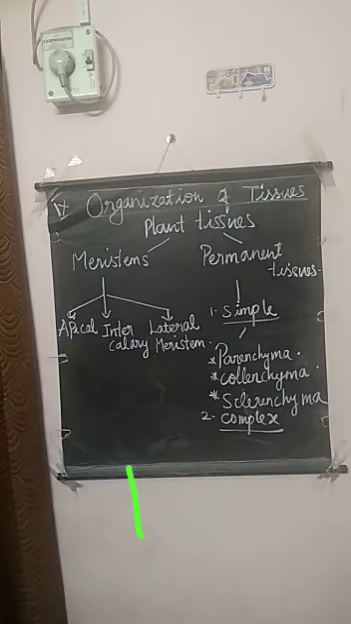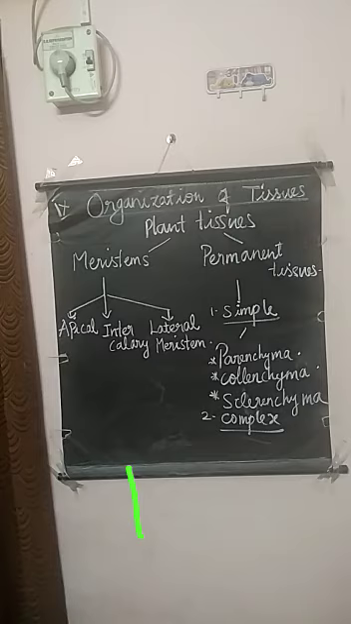Unit 18, organization of tissues. It is on page number 210. So, what is meant by tissue? Tissues are a group of cells designed to perform a particular function, which we already know.